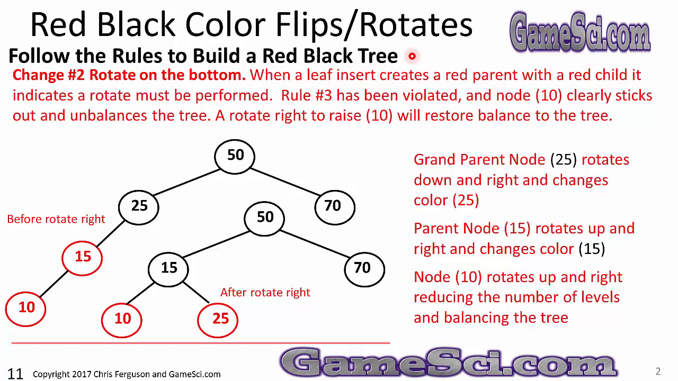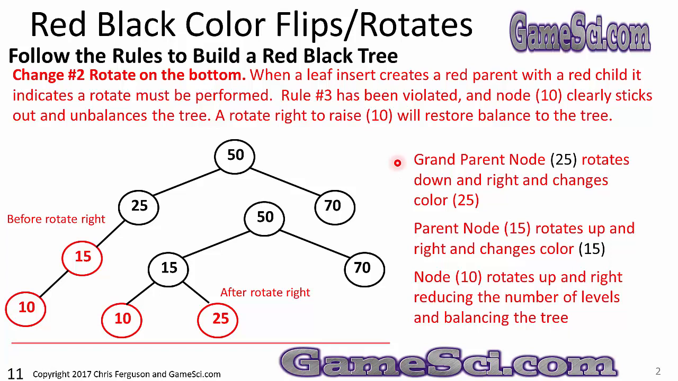Follow the rules to build a red-black tree. Change number 2 is rotate on the bottom. When a leaf insert creates a red parent with a red child, it indicates a rotate must be performed. Rule number 3 has been violated, and node 10 clearly sticks out and unbalances the tree. A rotate right will raise 10 and restore balance to the tree. This is the before picture. 10 is sticking out and creating an extra level. There are 4 levels on this side of the tree and only 2 levels on that side of the tree. We need to rotate some data to balance this tree.